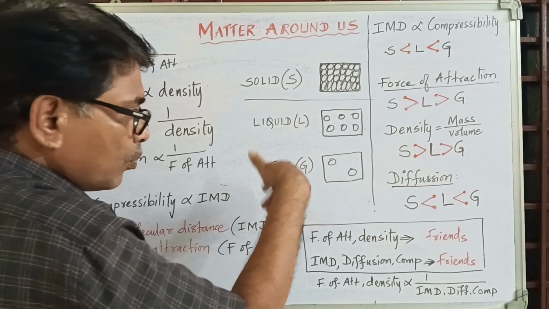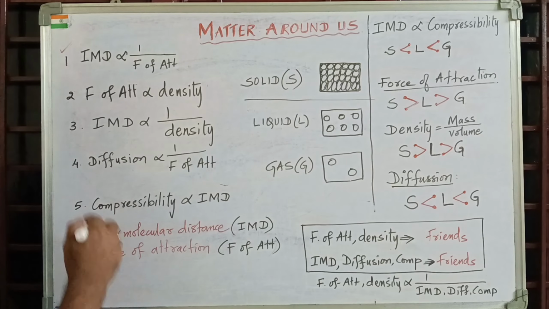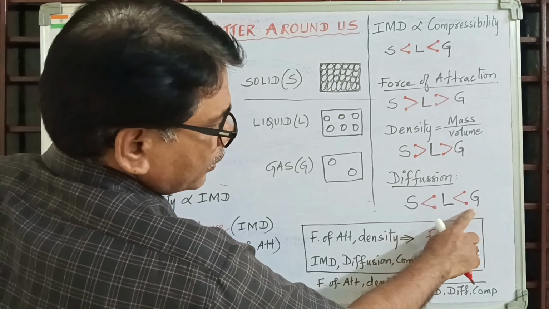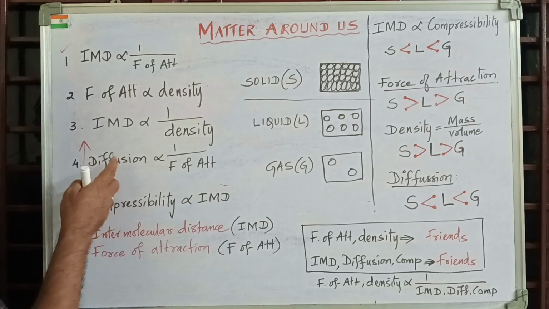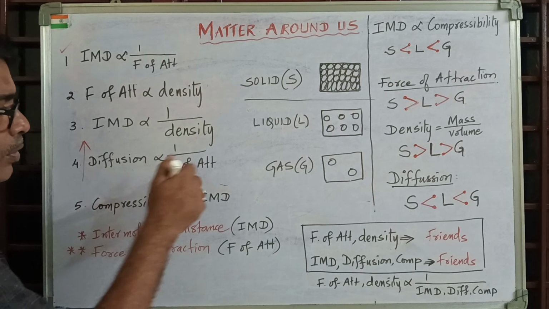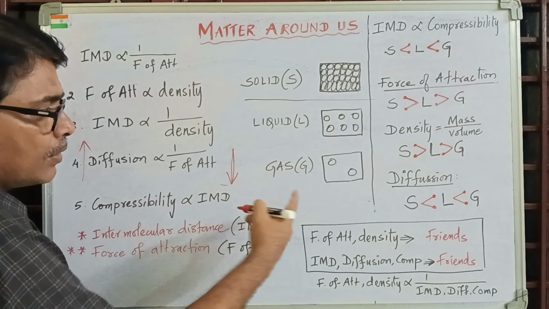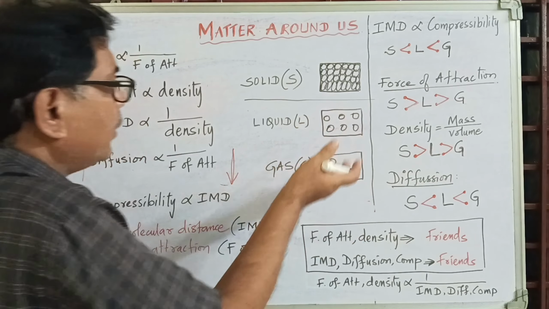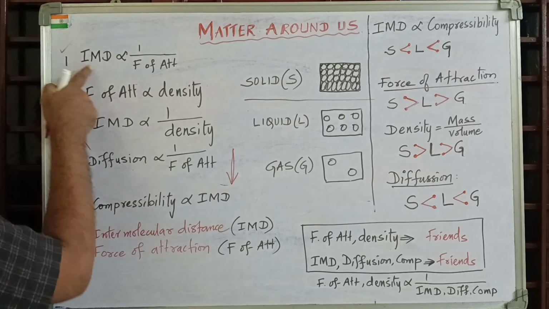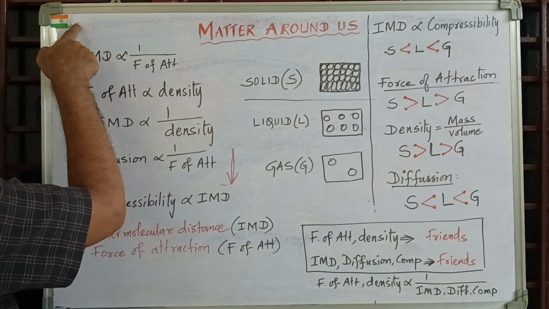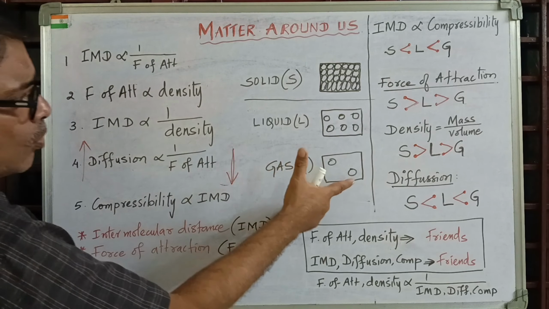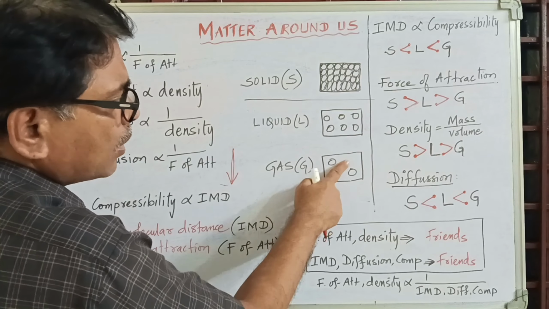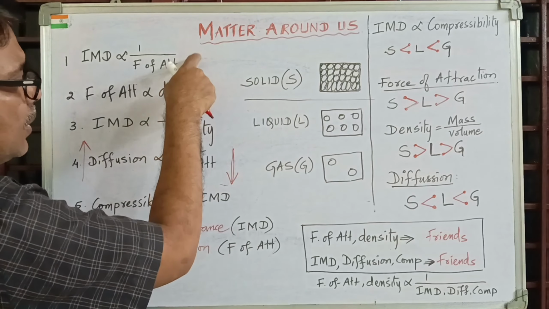Diffusion is more in gas, actually as compared here. So I am taking the same point here. If diffusion is more, then force of attraction should be less there. Exactly, here the force of attraction is less. Why? Because it has more intermolecular distance. Gas has more intermolecular distance. The gap is more. The distance between two molecules is called intermolecular distance. This is large, therefore force of attraction is less.